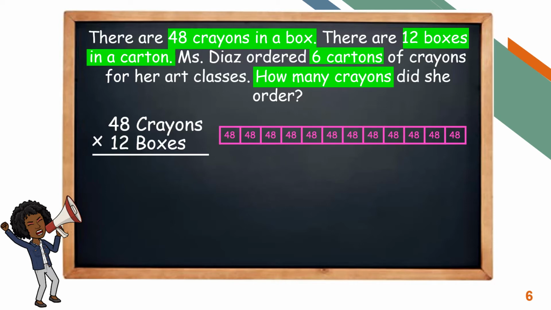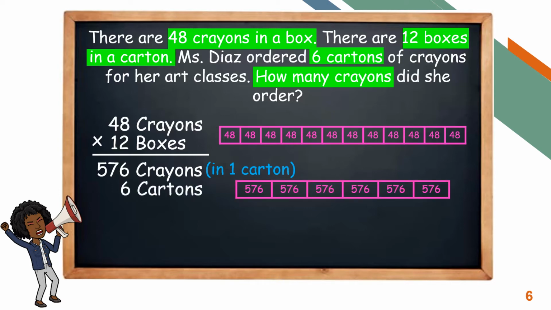So our first step is to multiply 12 times 48. You already went over how to multiply in a previous lesson, so I won't do that here. When I multiply 48 times 12, I get 576 crayons in a carton. Notice that this answer only tells us the number of crayons in one carton, not how many she bought altogether. But now that I know how many crayons are in one carton, I can figure out how many crayons are in 6 cartons. We can use another diagram to help us see it better. Since I'll be combining equal groups again, I need to multiply again.